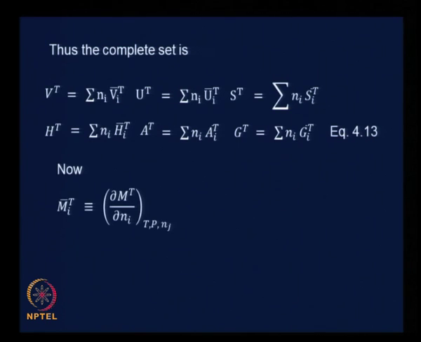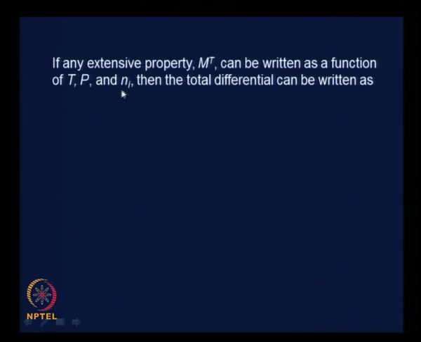Now, we have already seen that the partial molar property is defined as ∂(Nᵢ Mᵗ)... at constant T, P and Nⱼ. Does this remind you of something that we have seen earlier in the earlier module? Think about it. If any extensive property can be written as a function of T, P and Nᵢ, then the total differential can be written as, this is again an exact differential.